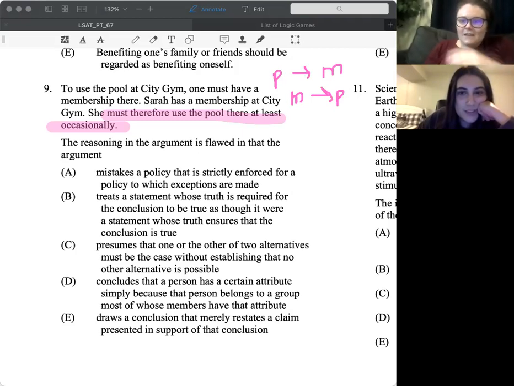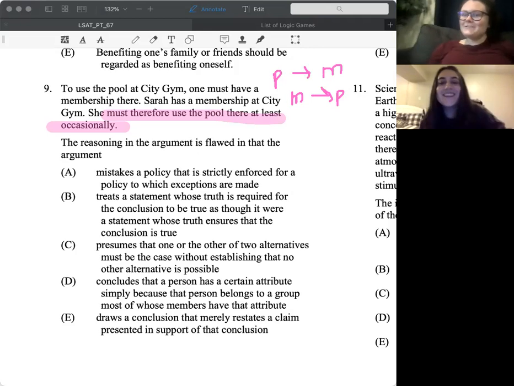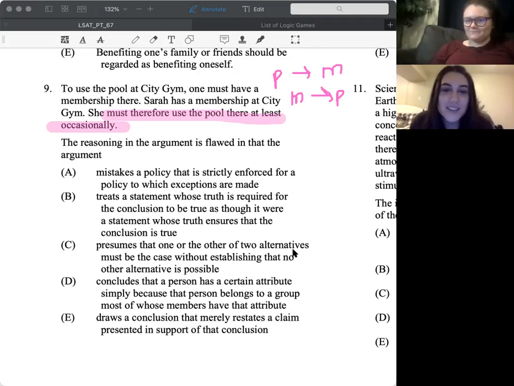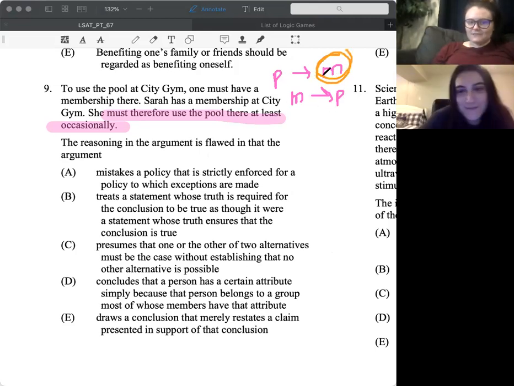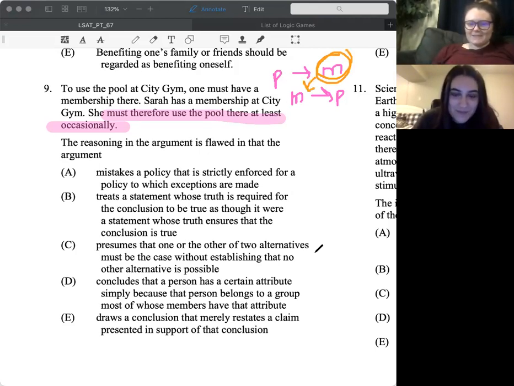Conditional logic? Yes, but what do we do here? What does our conclusion do? It's just assuming that because she has the membership that she uses the pool. Because she has the necessary condition. We treat the necessary condition as if it's what? Sufficient. Excellent. All right, so go ahead and start with A and tell me love it, leave it, or hate it.